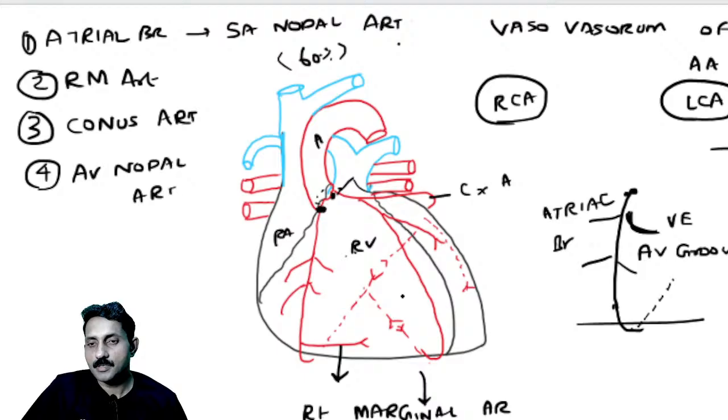Okay, so these are the branches of the right coronary artery: atrial branch, ventricular branch, SA nodal artery, conus artery, right marginal artery, and AV nodal artery. Now we'll just go to the left branch.